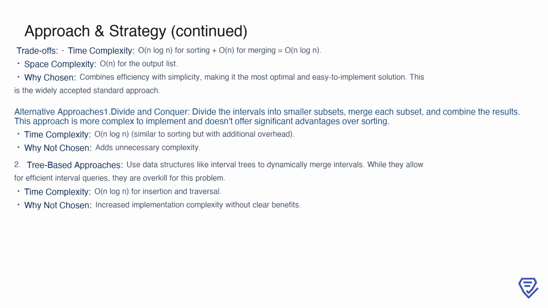The space complexity remains O(n) for the output list. This balance of efficiency and simplicity makes it the most practical solution. Other approaches tend to be less efficient or overly complex, which we'll explore next.